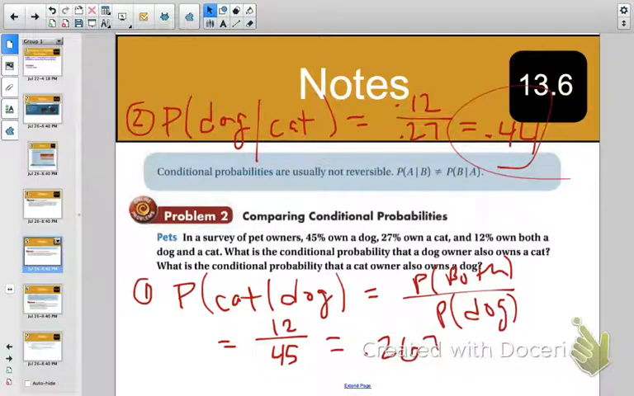Okay, so cat owners are more likely to own a dog than dog owners are likely to own a cat, if that makes sense. So they are not commutative, is that the word? Commutative, yeah. So when you reverse them, it doesn't stay the same necessarily. Sometimes it can, but not always.